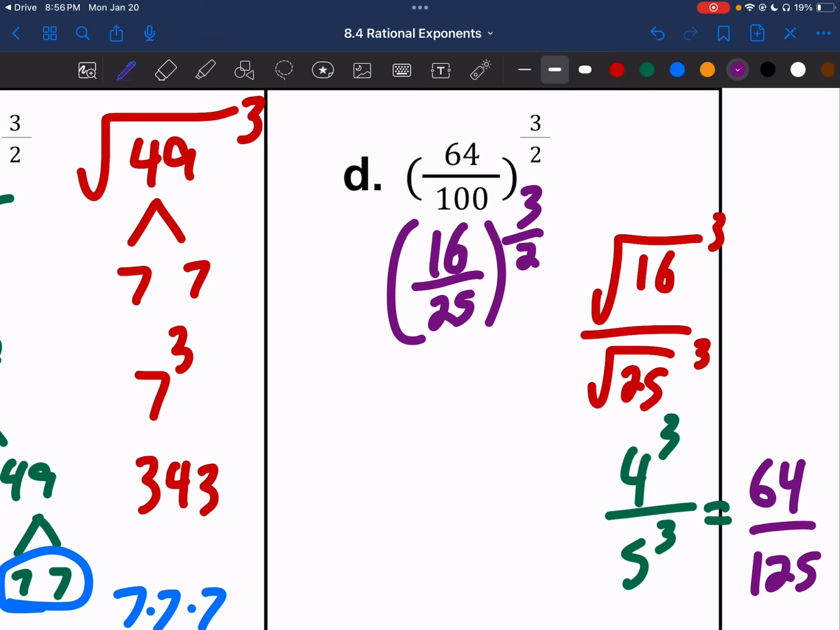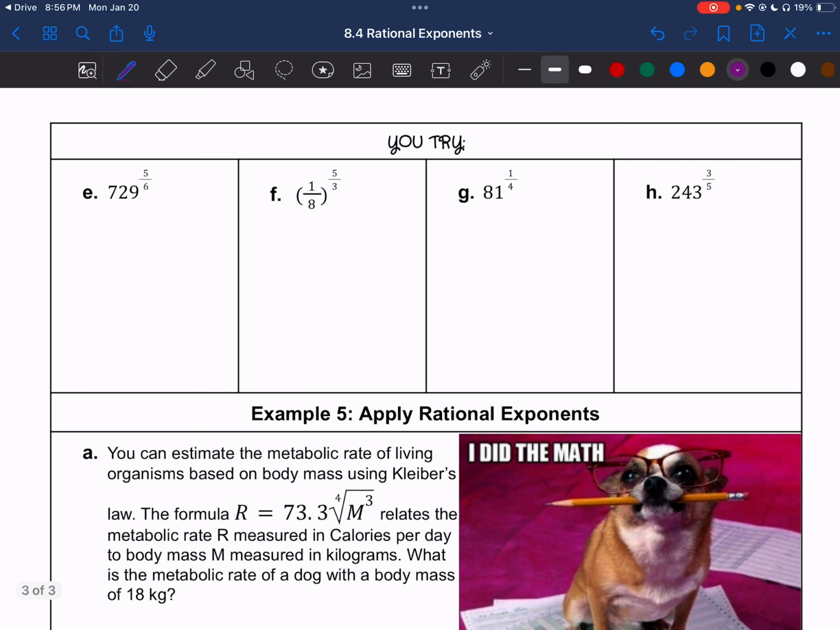All right, we're going to turn to the next page, and you are going to do the U-try problem on these. Go ahead and get started on those 4, and then check your work against mine.